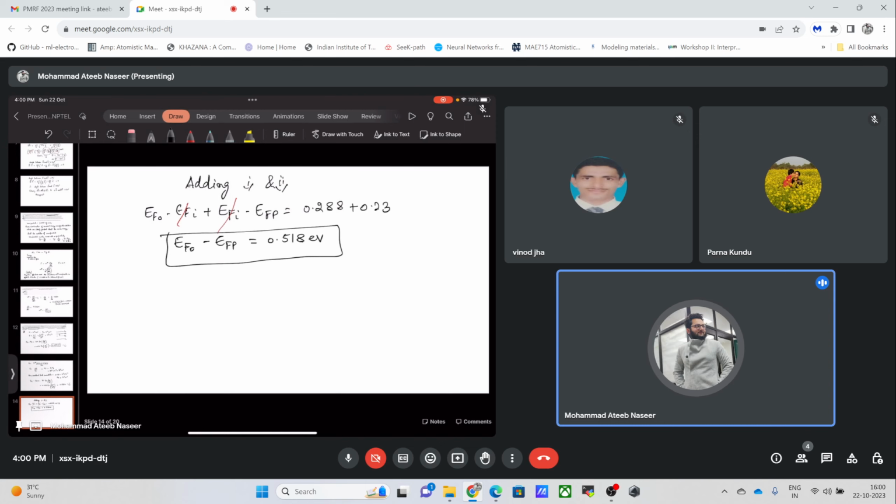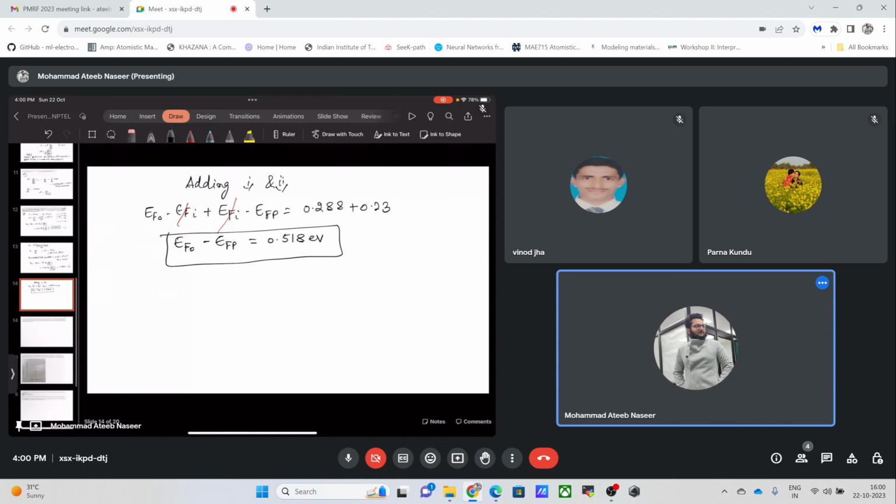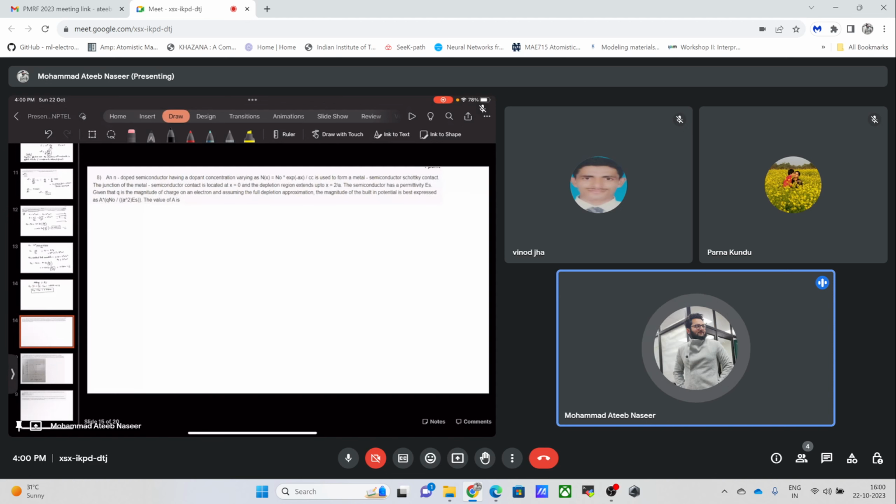Now moving towards another problem. This was simply the problem related to excess carrier generation. The next problem that we will be dealing with is associated with the metal semiconductor Schottky contact. So, the MS contacts that we have been dealing with. This problem is associated with that concept only.